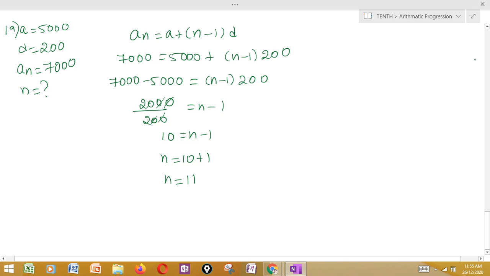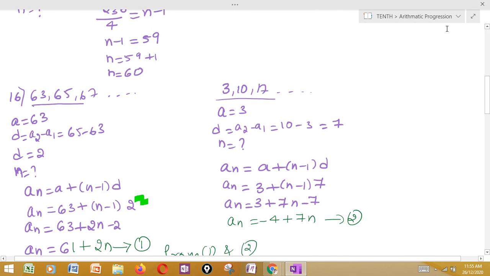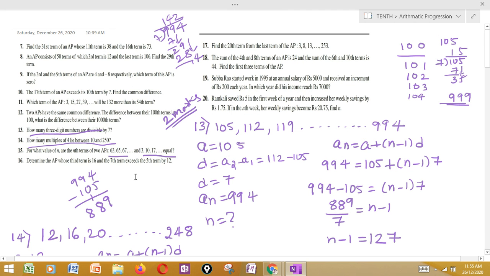No, sir. Okay. So up to here, it was all about the second exercise of the arithmetic progression. Ramakali saved rupees 5 in the first week, and then increased her weekly saving by rupees 1.75. It means the first saving will be considered as A, and she has increased her weekly saving, so we consider D as 1.75. If in the nth week her savings become rupees 20.75, find n.